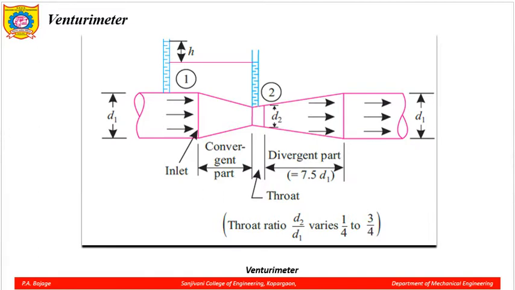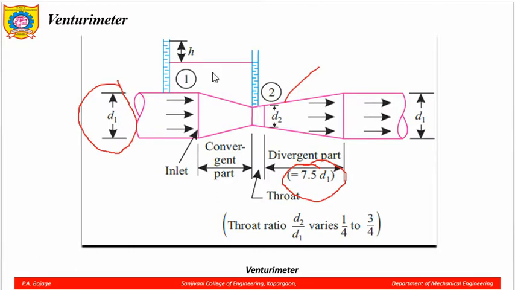Venturimeter. Now, you can see in the venturimeter you have a converging diverging nozzle. So, in this converging diverging nozzle, here you can see the converging part and the diverging part. Compared to this D1 diameter of the inlet pipe, this diverging part is 7.5 times the inlet pipe diameter. D2 is the diameter of the throat. Throat means it is the section where it has the minimum cross section area.